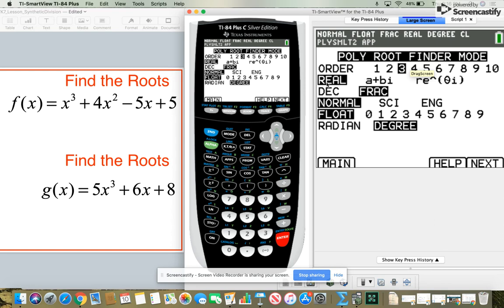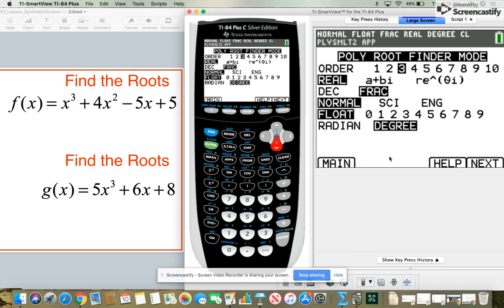Your calculator will either give you real number values, or, as we know from last week's lesson, what complex numbers look like, or it can give us something else that we won't really chat about too much. So we can choose real or complex numbers down here. We can have it give us our answer in a decimal or a fraction. We want a normal answer and nothing in scientific notation. We want the decimal to float, and we always want an answer in degree mode because we haven't really talked about radians quite yet.